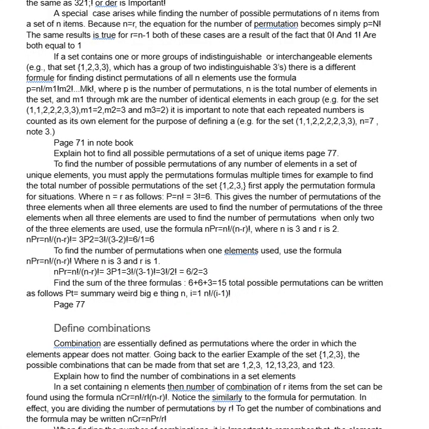Find the sum of the three results. 6 plus 6 is 12. 12 plus 3 is 15. Total possible permutations can be written as follows: the summation from i equals 1 to n of n factorial over (n minus i) factorial. Page 77. We came back to combinations.